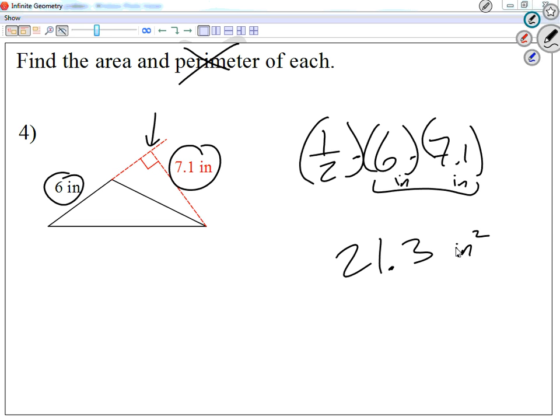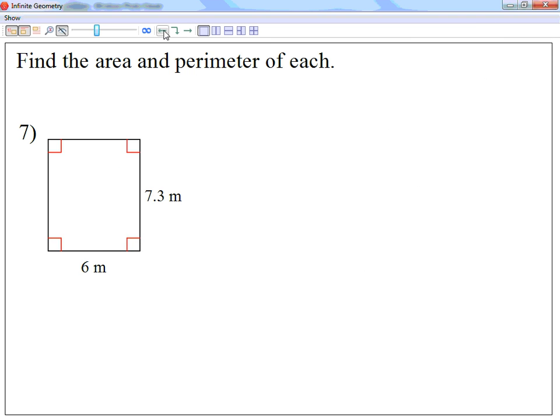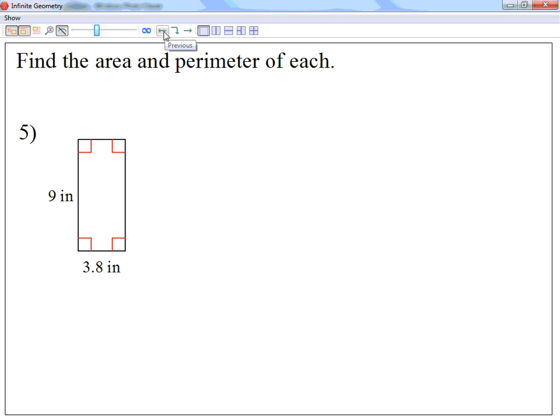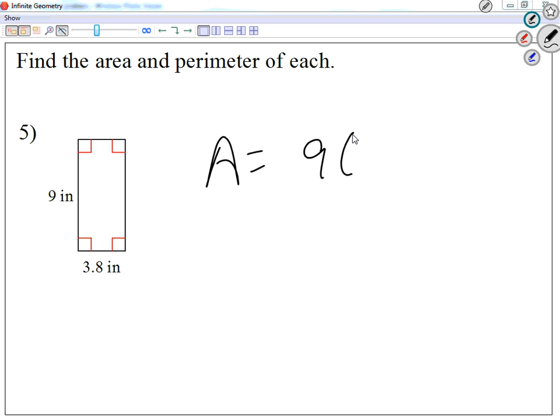So on all of them, we have to divide by a portion of it for triangles. So 1 through 4, yes, because remember, a triangle is half of a rectangle. But then, questions 5 through 8, let's take a look at 5. We don't do half. So the area of that rectangle will be 9 times 3.8. There's no half because it's a rectangle. And then you multiply that out. What's that? 34.2. So for the area, it's 34.2.